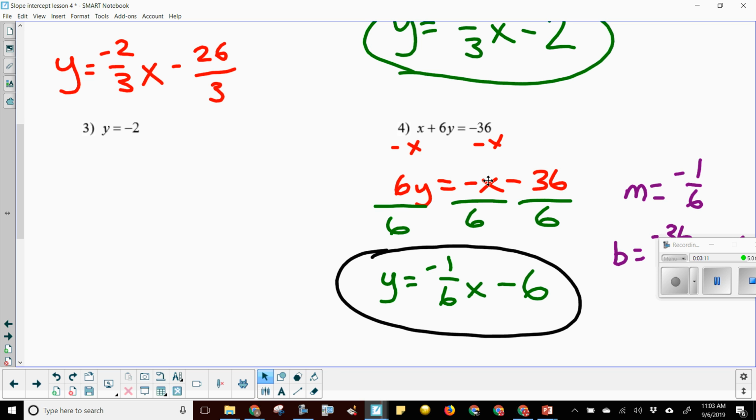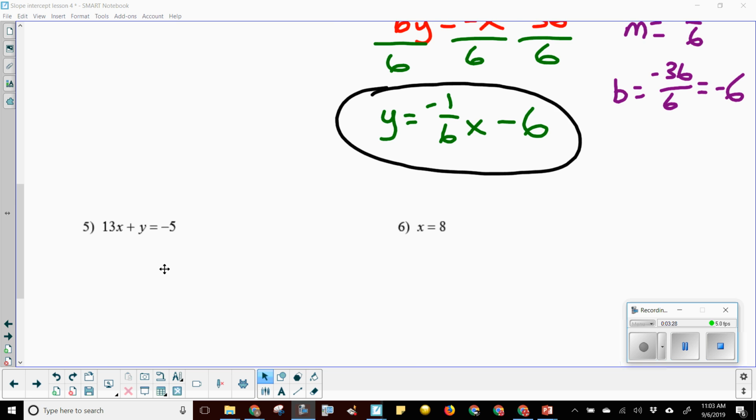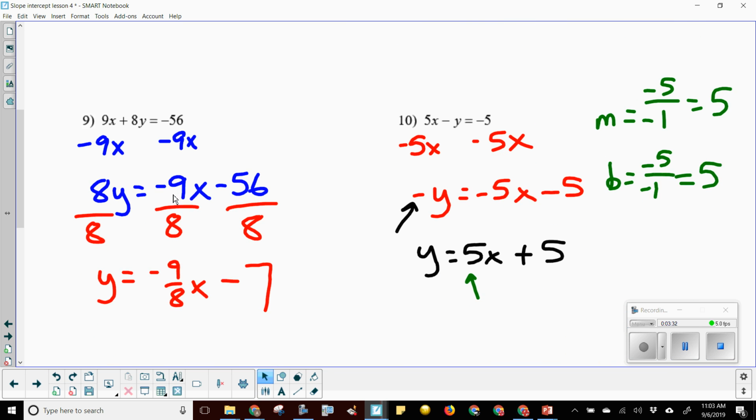But subtract x from both sides, divide everything by 6. That just becomes 1/6, because that's an invisible 1 right there. If you did it the shortcut way, you would have gotten this as your b value, and when you put it in the calculator, there it is right there in the calculator, and get that. This wasn't too crazy complicated.